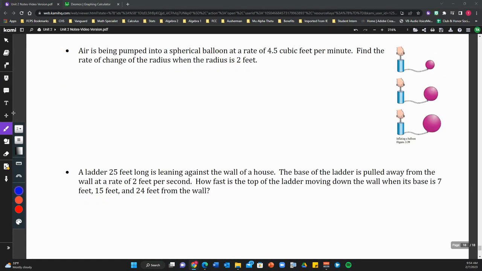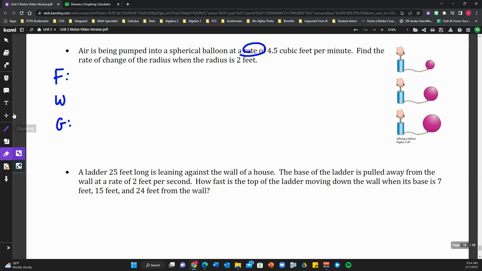All right, so if we take a look at our next one here, this one says air is being pumped into a spherical balloon at a rate of 4.5 cubic feet per minute. So a couple of vocabulary things to be on the lookout for here. The fact that this says this is a rate tells me that it's either my find or my given content. So again, when we're looking for find, when, given, find is going to be some kind of rate that we're looking for. The when condition is going to be the kind of input variable values that we are going to substitute after we take the derivative. And then the given is always an additional piece of rate information that they give us.